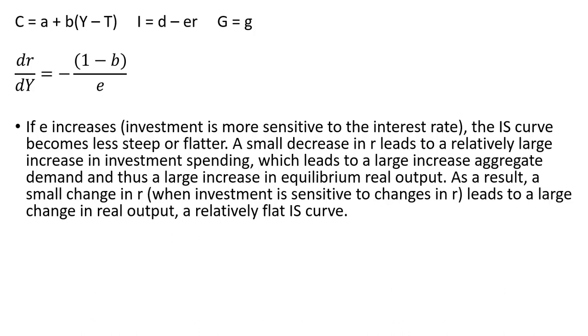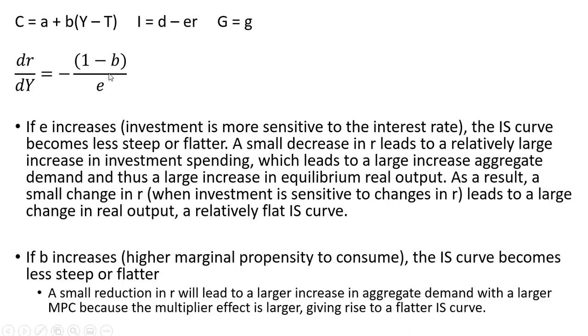In other words, a small decrease in R leads to a relatively large increase in investment spending, which leads to a large increase in aggregate demand, and thus a large increase in the equilibrium real output. As a result, a small change in R, when investment is sensitive to changes in R, leads to a large change in real output, giving us a relatively flat IS curve.